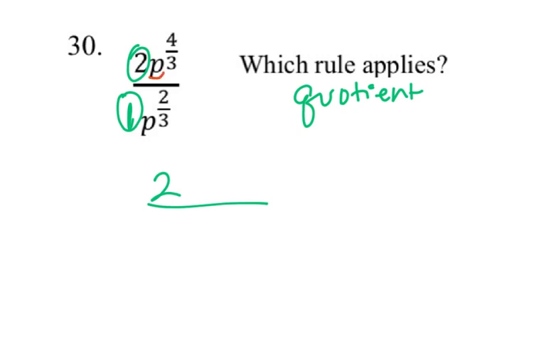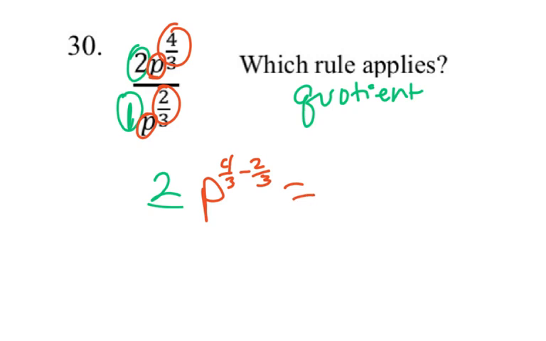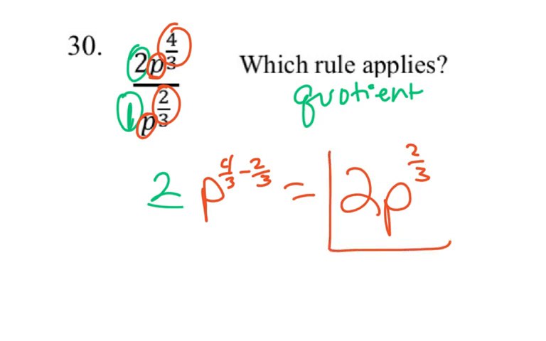Now you look at the p's. They've got the same base. Actually, I'm going to erase part of my fraction bar first. So I'm going to have p to the exponent minus exponent. So 4/3 minus 2/3. So that's going to give me 2p to the 2/3 power, because 4/3 minus 2/3 is 2/3. And so that's what that's going to be with a positive exponent.